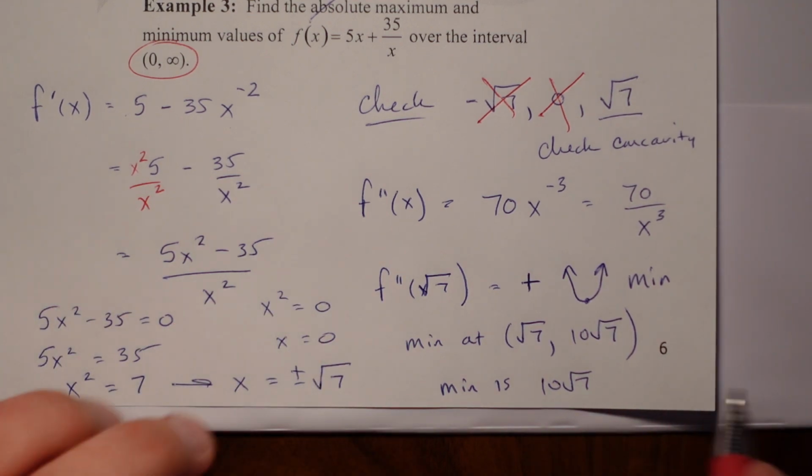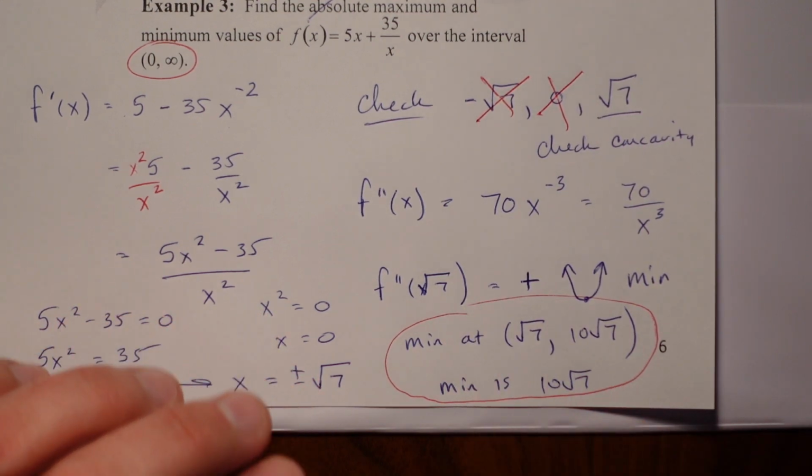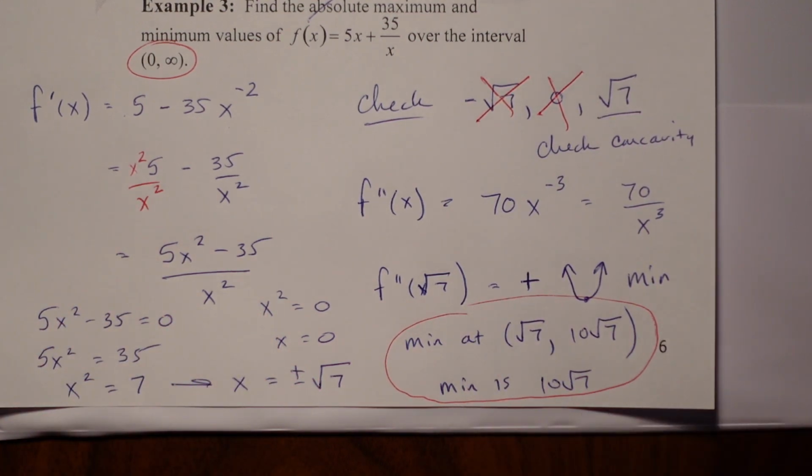Remember, the minimum value is always the y value at that location. So when you look at these two answers, it's really expressing the same information. It just depends on how they're asking the question. All right, that does it for section 2.4, finding absolute maximums and minimums.